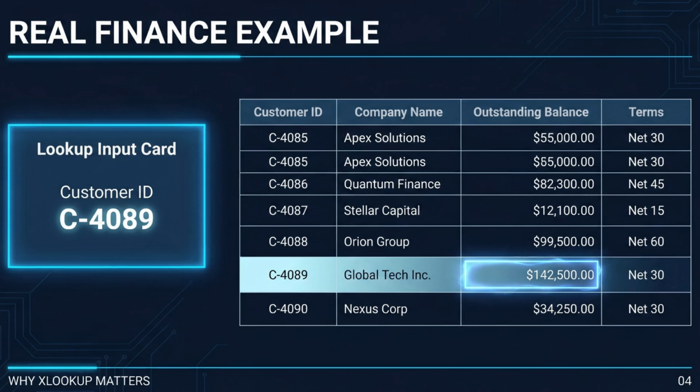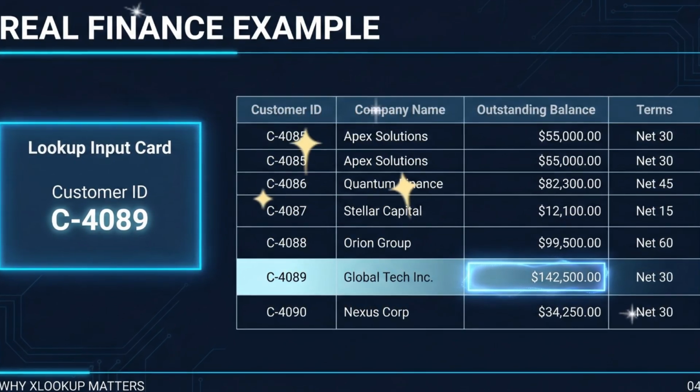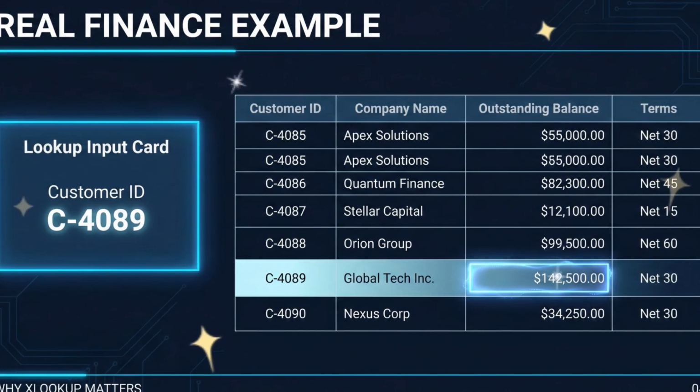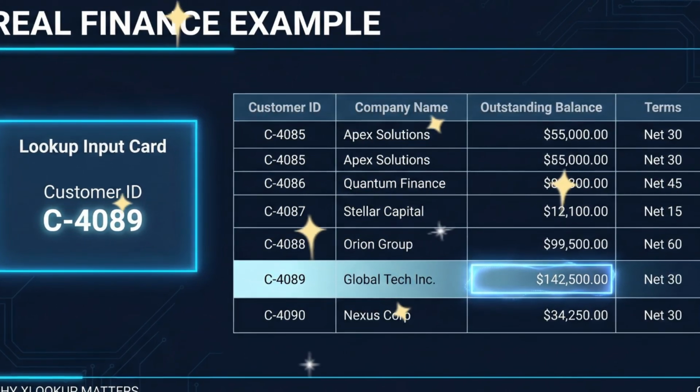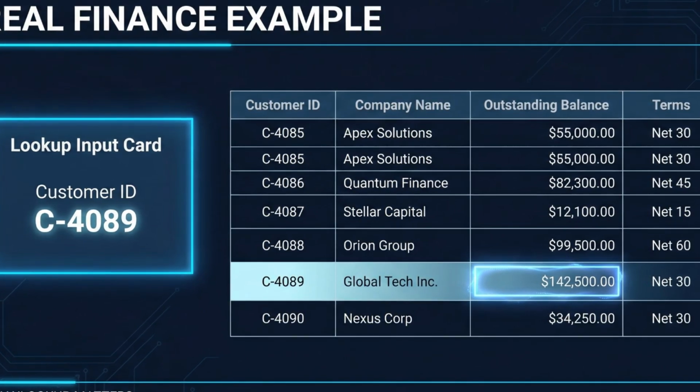Imagine you have a list of customers and their outstanding balances. You type the customer ID into a cell, and XLOOKUP returns the balance immediately. No scrolling, no filtering, no manual checking. It's fast, accurate, and perfect for monthly reporting.